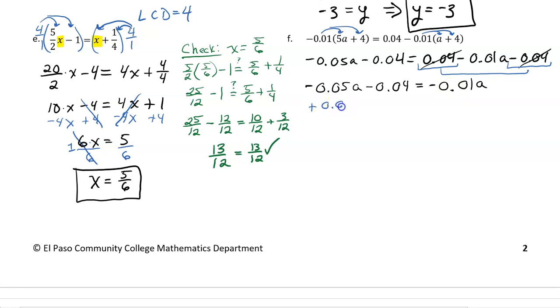And then I can do my usual. I'm going to combine my variables on one side. I'm just going to move this 0.05 to the right side. Since we have only the a part on the right side, let's go ahead and get them on that side together. That's going to leave behind on the left negative 0.04 is equal to a positive 0.04. And then let's divide by 0.04.